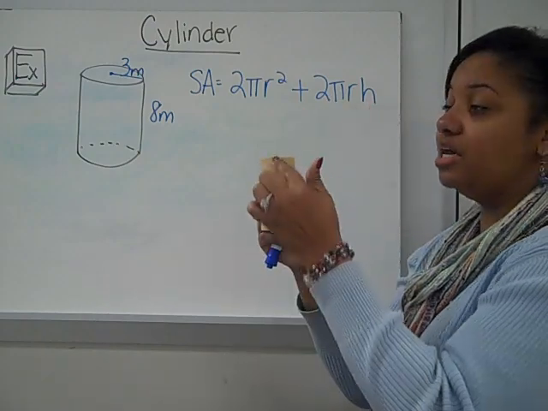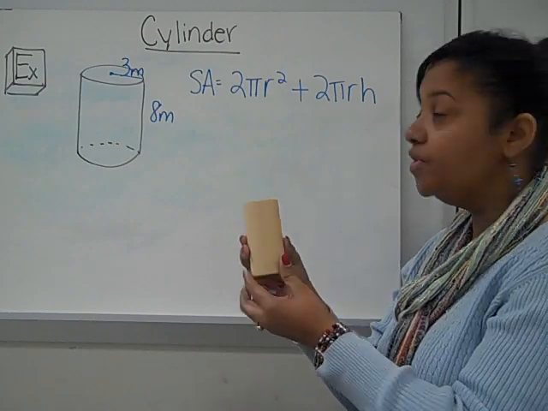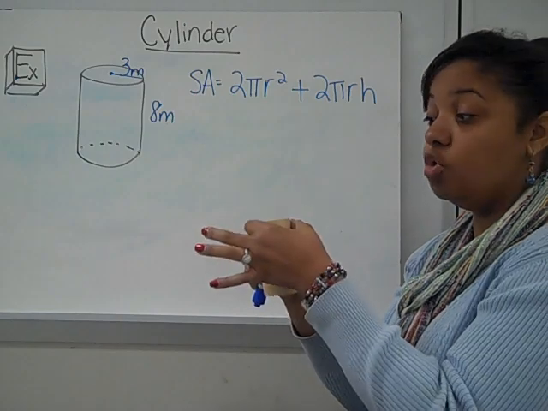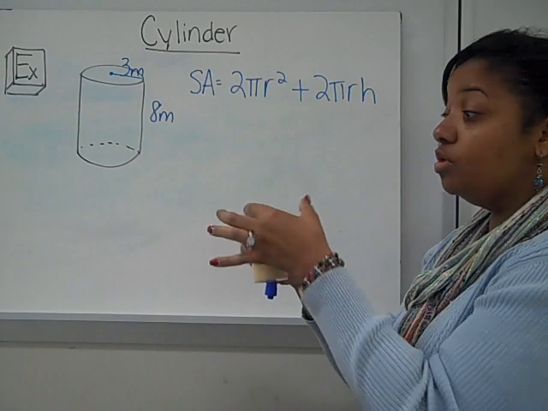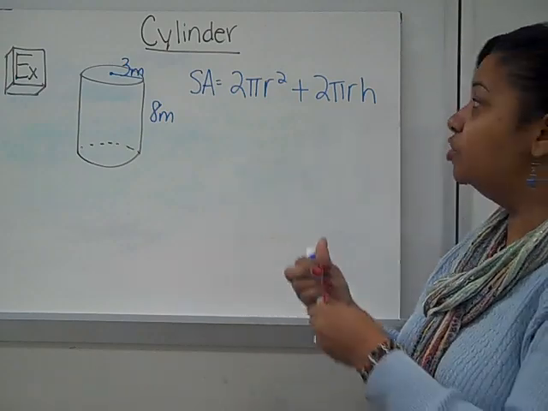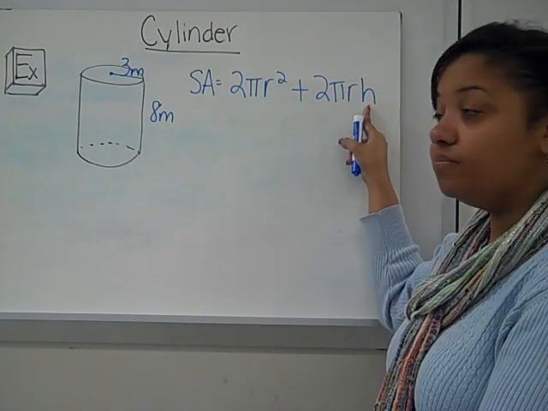The height, that's just how tall it is. Just like we did on volume, the height is just how tall it is. The reason why there's a 2 there is because when you fold that rectangle, there's an opening of a circle at the top, there's an opening of a circle at the bottom. So you have 2 circles that's shaped at the top and the bottom. So you have 2 times pi r and then times how tall it is, the height.